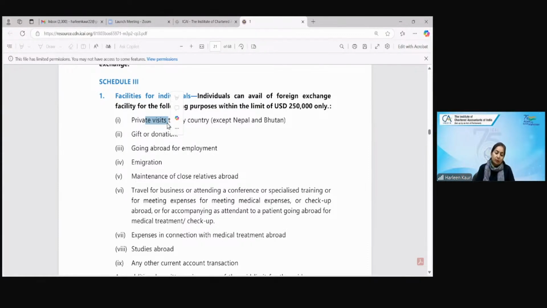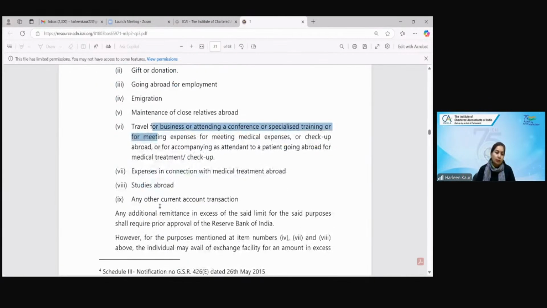Maintenance of close relatives abroad. Your friends or your relatives are studying abroad. You have to pay their hostel fees, their study fees, and food and every other expenditure that you need to pay. So up to 2,50,000 it is allowed. Beyond that, approval of RBI is needed. So all these transactions need the approval of RBI only, no other departments. Then, if you're traveling for business or attending a conference, there is Mr.